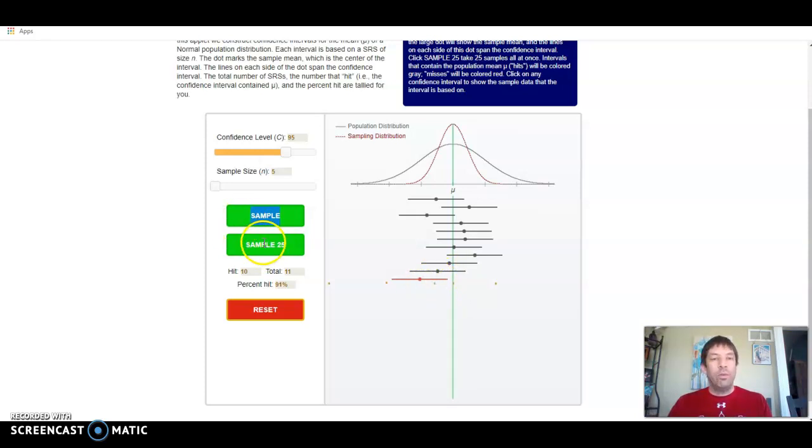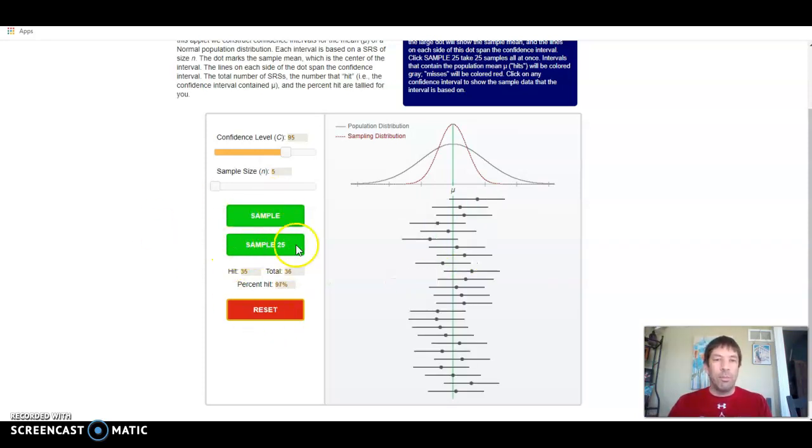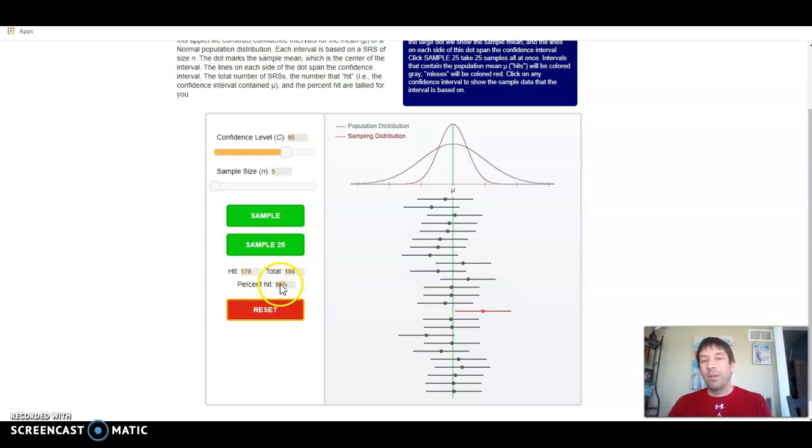Okay, and we could do this a whole bunch of times. We could sample 25 at a time. So if I keep sampling 25, you can see every once in a while we get 1 or 2 that don't actually capture the mean. And they keep this running total down here. You can see right now it's at 96%. Okay, so we don't expect it to work out to exactly 95%, but the more times we do this, we should end up getting closer and closer, hopefully, to around 95% here.